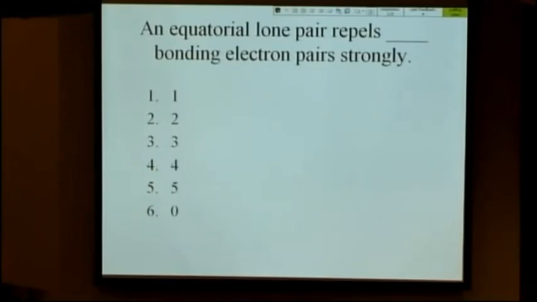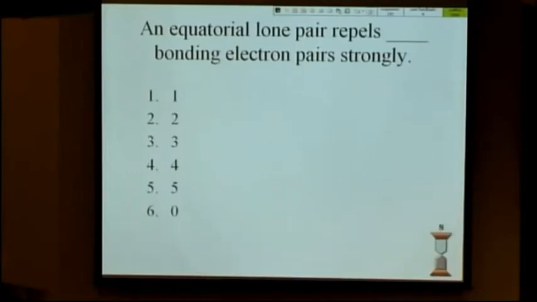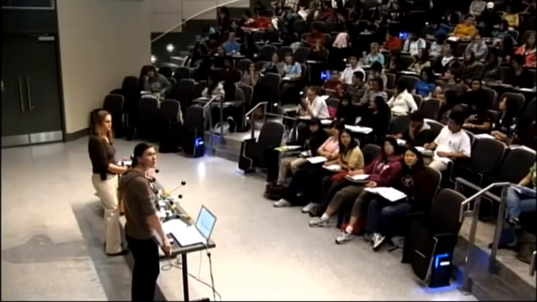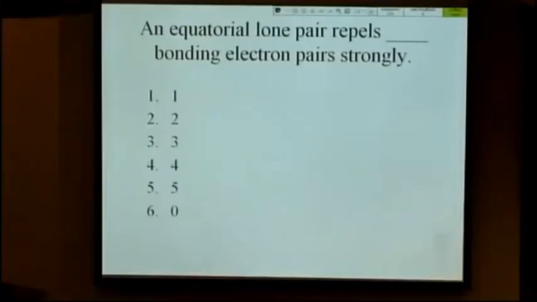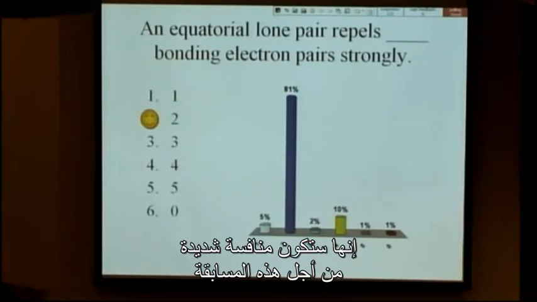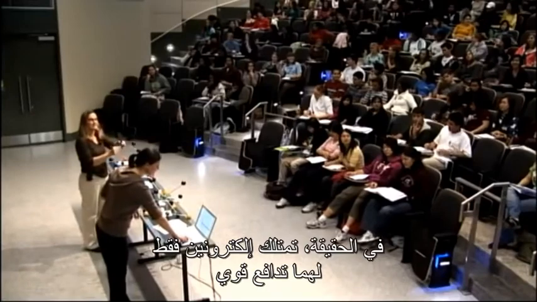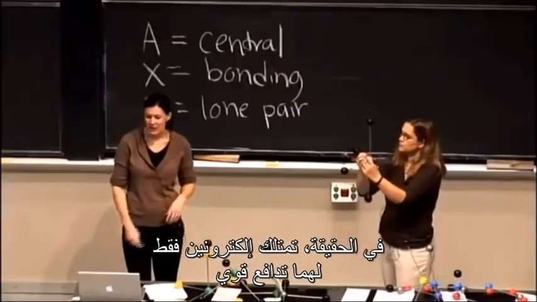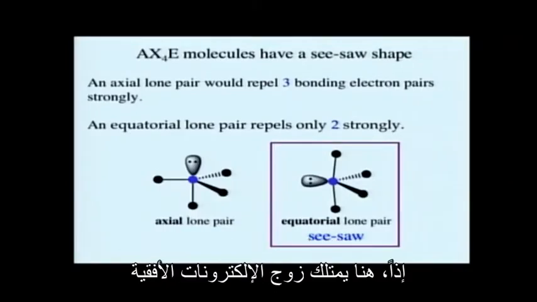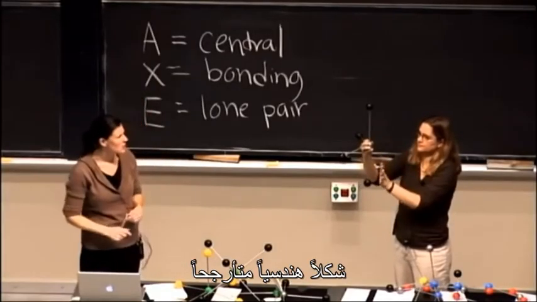All right, let's take 10 seconds on that. Okay, strong showing with the clicker questions today. It's going to be a tight race for the clicker competition. It's correct that the equatorial lone pair only strongly repels two. It's probably easier to look at Professor Drennan's model to see that. It's where the equatorial lone pair is that gives the actual seesaw geometry.